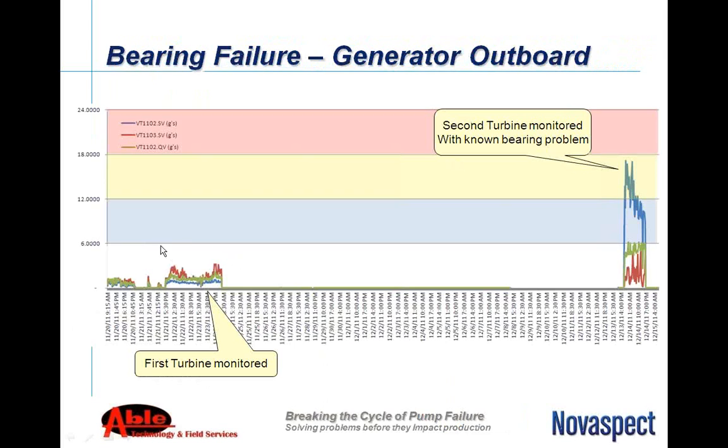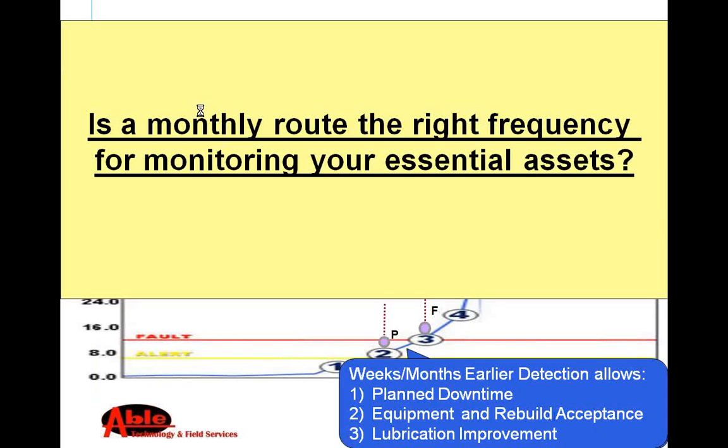And we monitored, in this case, 2 turbines. On the first turbine, the bearing health on the PeakVue measurements was good. And you can see to the right here, we put it on a second turbine where there was a known bearing issue, and you can see that the PeakVue indicates a bearing issue remotely. So that covers our case histories, and I challenge you at this point to ask, is your monthly route the right frequency for monitoring this mid-tier of assets or your essential assets within your plant?